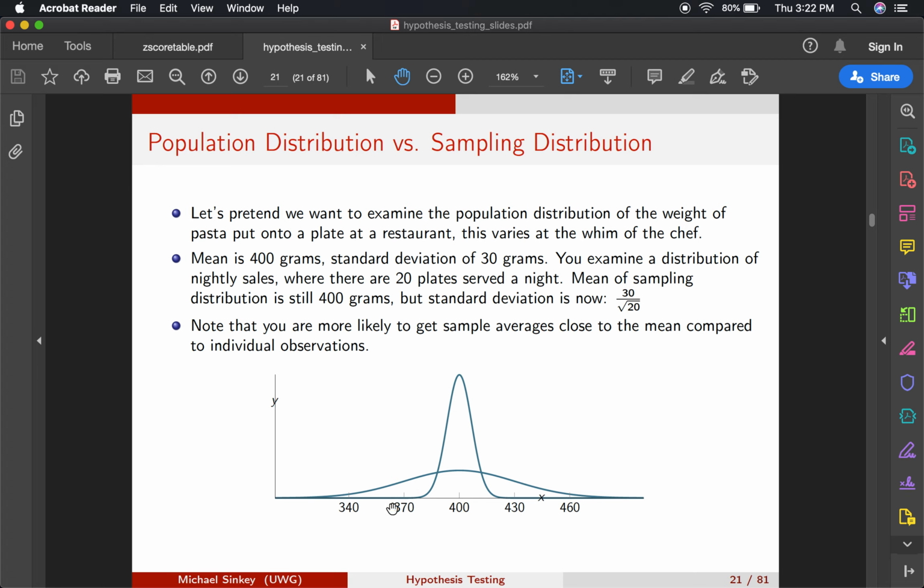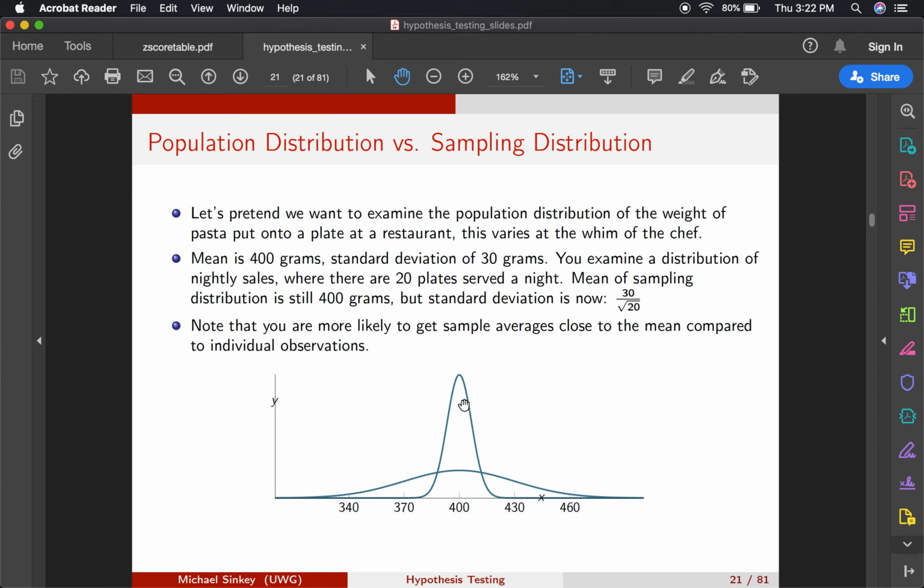Note that there may be dispersion among individual plates. You may get a lot more pasta or a lot less pasta, but there will not be as much dispersion for the averages. And you're more likely to get averages close to the mean compared to individual observations.